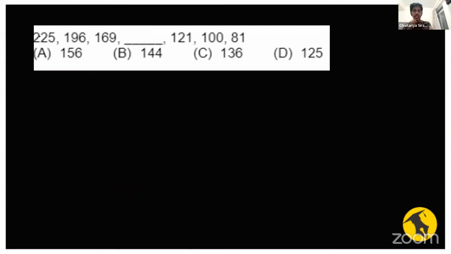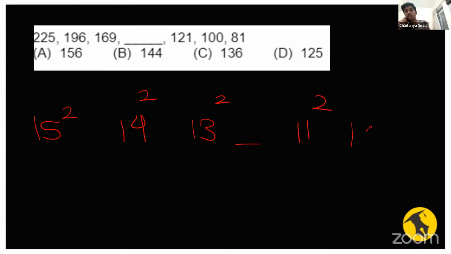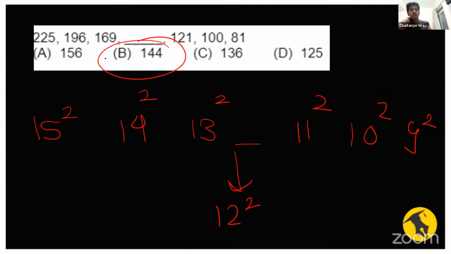Okay. This, if you know squares, you can quickly recognize. 225 is 15 square. This is 14 square, followed by 13 square. Then there is a gap. This is 11 square, 10 square, 9 square. So this should obviously be 12 square, which is nothing but 144. So the correct answer is option B. This is an example of your square series.